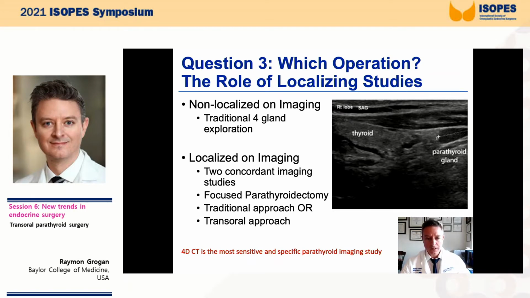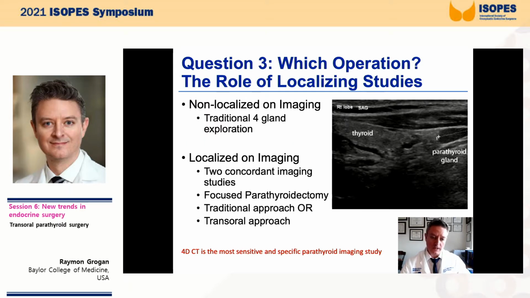I don't really order those much anymore because the CT scans have gotten so good at identifying these abnormal parathyroid glands. So the way this works is if both the ultrasound and the CT show one single parathyroid adenoma in the same spot, then we would consider that to be localized. If the two imaging studies are not concordant, meaning they don't show the same gland or don't show any glands at all, then that would be non-localized. So if it's non-localized, you have to do the traditional four-gland exploration because you have really no idea which of these glands may or may not be abnormal.